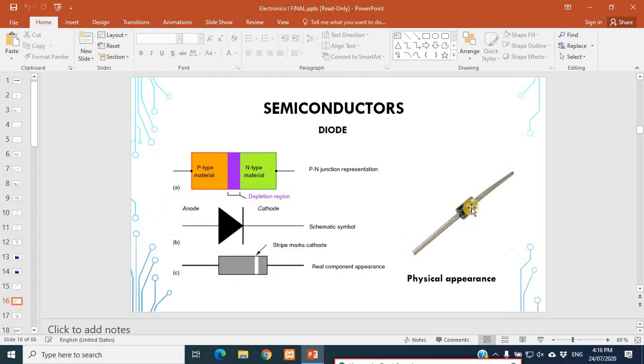So usually, since in the physical diagram you will not see the arrow with the bar, they usually put this ring there to let you know that the ring represents this bar you can see. So that tells you that this is the anode, this is the cathode. So if you forward bias this physical diode, you apply the positive here and negative here, it will conduct. If you change it, it will not conduct.